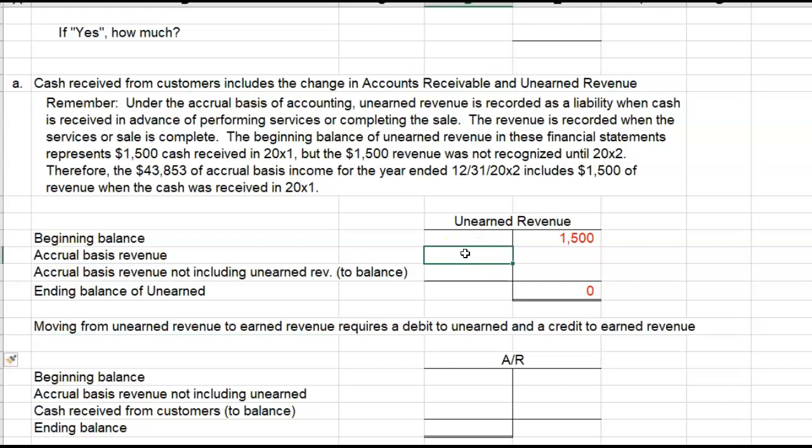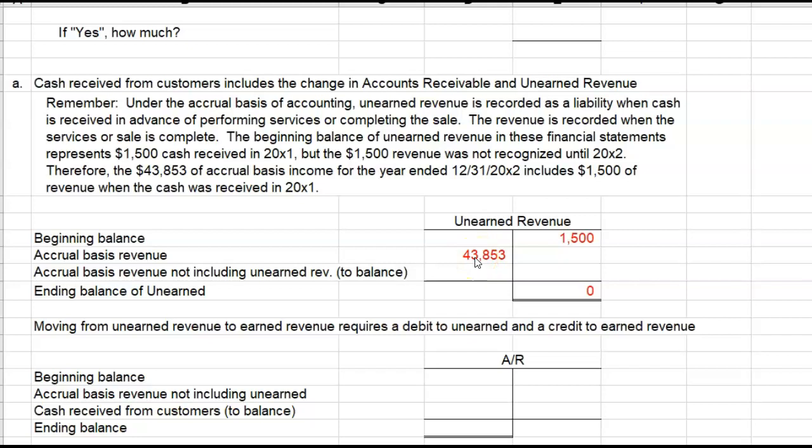So I'm going to put the accrual basis revenue as a debit in the unearned revenue T account. I put it on the debit side because think of the transaction when the revenue that was previously unearned is actually earned. The journal entry requires a debit to unearned and a credit to earned revenue. That's why I put this $43,853 on the debit side.